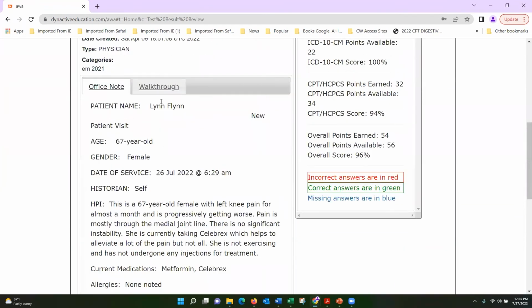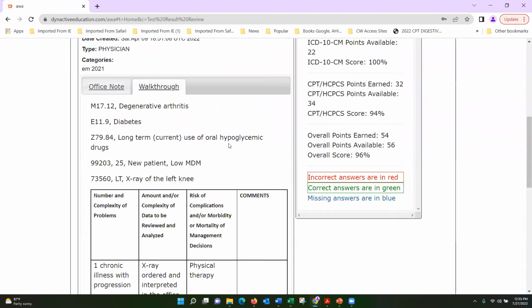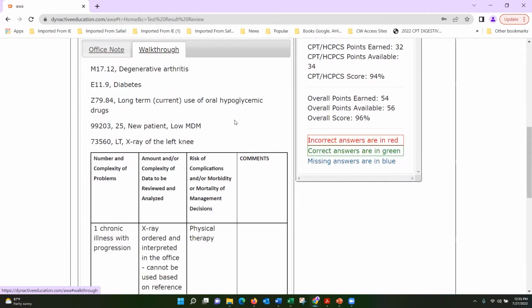All right, let's come up here and let's look at our diagnoses. This patient's here, we know why they're here. So we're going to put M17.12. That is our degenerative arthritis of our knee. We're going to identify the diabetes with our E11.9, our metformin with Z79.84.